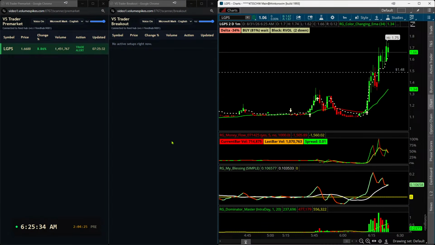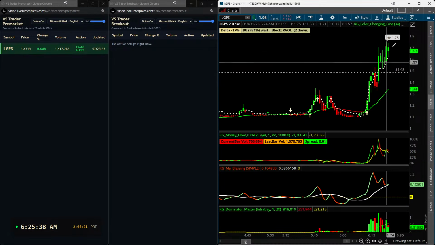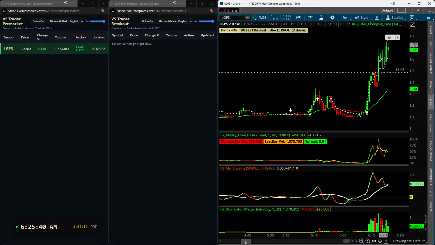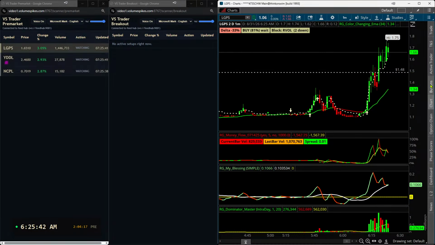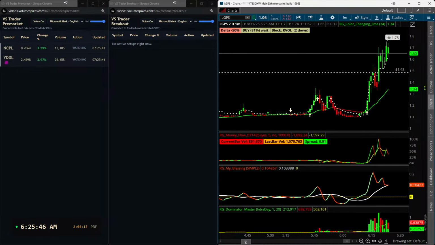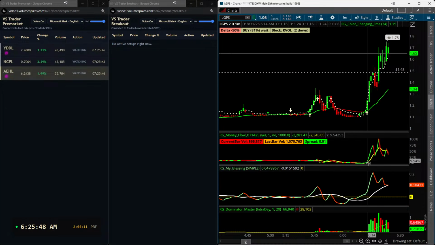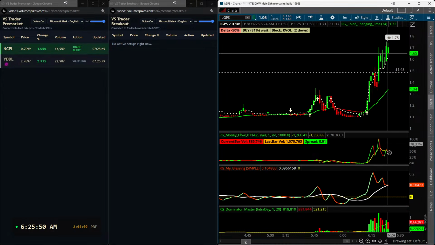Pre-market trade alert. LGPS. Think we're getting weaker up here at this $1.70 range. We may be running out of buyers. Everything's starting to get choppy looking.